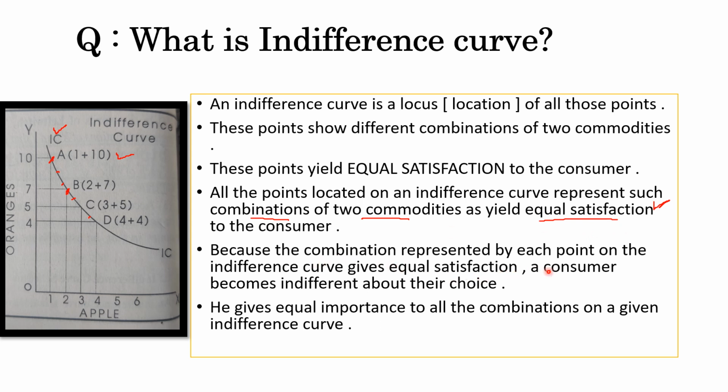Because the combinations represented give equal satisfaction, therefore the consumer becomes indifferent about their choice. Indifferent means same. He is the same to all the points because they are giving him equal satisfaction. And because there is equal satisfaction, he will give equal importance to all the combinations. So he is indifferent to combination C, indifferent to combination D. Why is he indifferent? Because they are giving him the same satisfaction, same utility.